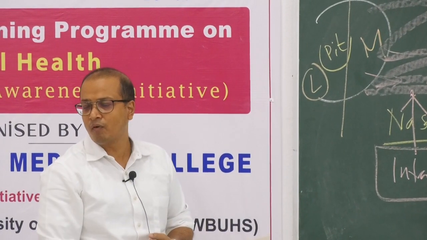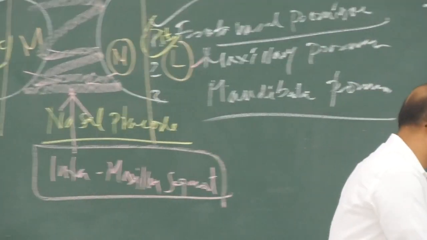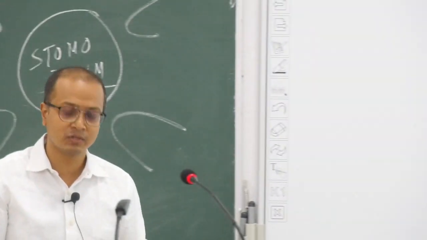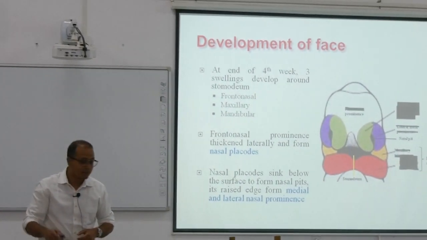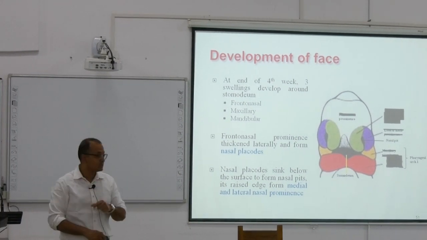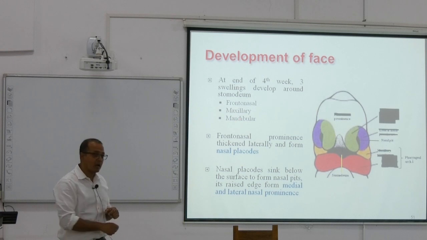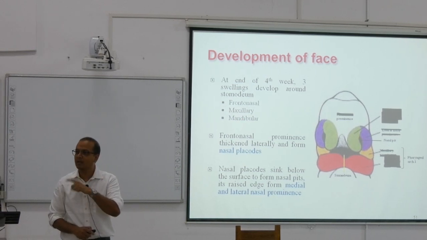That's why it's called the intermaxillary prominence. It gives rise to the formation of the upper lip. So this is what we are going to understand and see. Now let's look into what we are seeing here. We have three prominences to start with: the frontonasal prominence, the maxillary prominence, and the mandibular prominence. These three give rise to the formation of the entire face region.